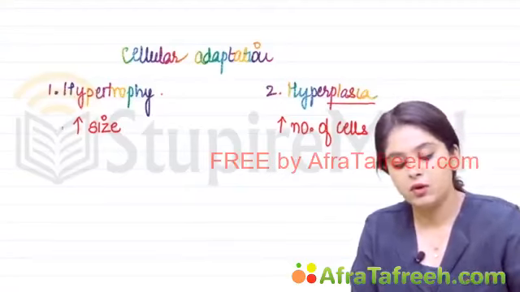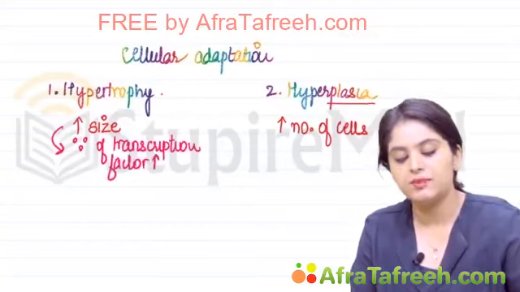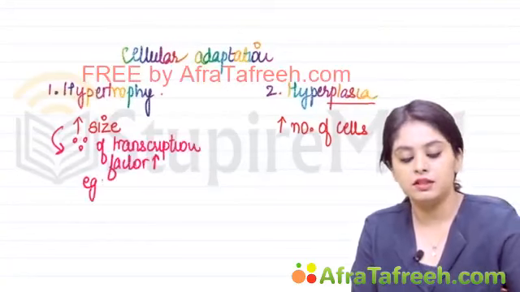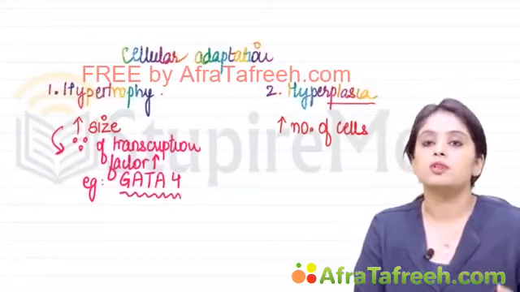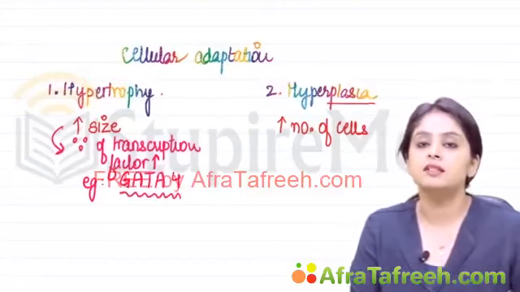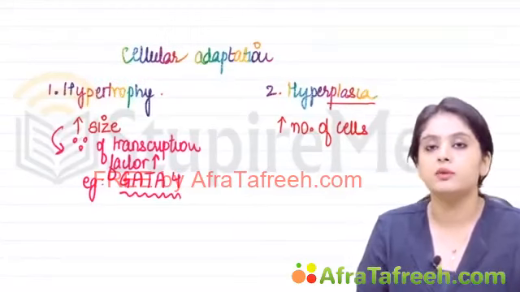Hypertrophy happens because of certain transcription factors. This increase in size is due to certain transcription factor increase. There is one name that you need to remember, that is GATA4. This is a recent transcription factor discovered. Why is hypertrophy happening? Why is the cell size increasing? Because of an increase in transcription factor, example GATA4.